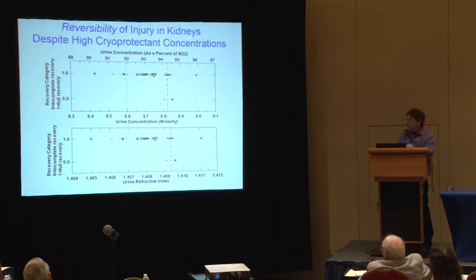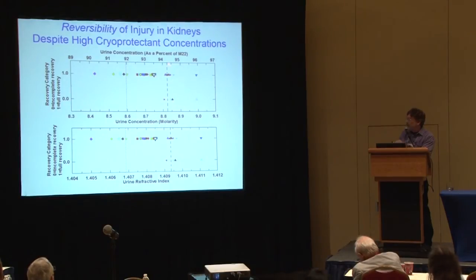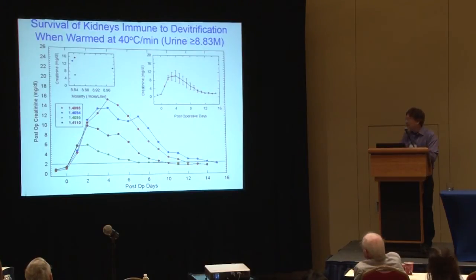So by the standard of warming at 40 degrees a minute, you do have some losses above that standard, although you do have some good survivals. But you have essentially no losses in the region between the criterion for 40 degrees and 80 degrees a minute, which we think we should easily be able to achieve. If you look at the details, these are kidneys that had the magic urine concentration greater than 8.83 molar cryoprotectant. So these guys are immune to devitrification as long as we can warm them at least at 40 degrees a minute. And you see, yeah, we do have some that have high creatinines, but they ultimately recovered to below a creatinine of 2, so they recovered complete normal function.